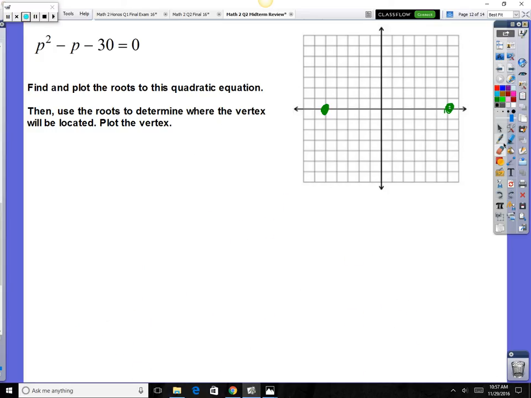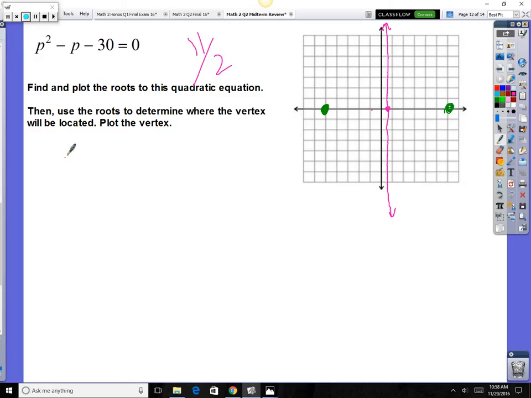Your vertex is going to be centered between your roots. So halfway between the roots is going to be the vertex. So I'm going to count the spaces from this root to this root. 1, 2, 3, 4, 5, 6, 7, 8, 9, 10, 11. So there's 11 units between these dots. So I'm going to do 11 cut in half, and that should be 5.5. So I'm going to go 1, 2, 3, 4, 5.5. Check it. 1, 2, 3, 4, 5.5. Okay, that's it. That means your vertex is going to land somewhere on this line. We don't know where.